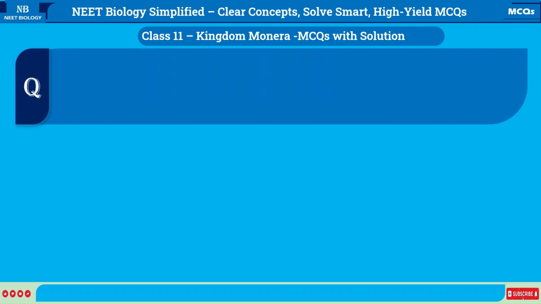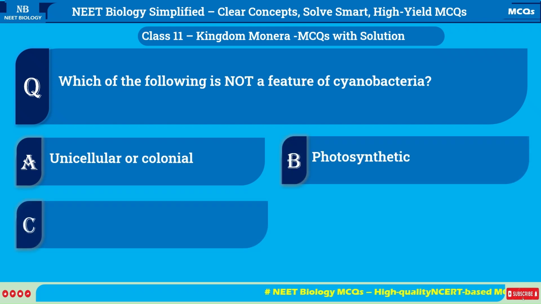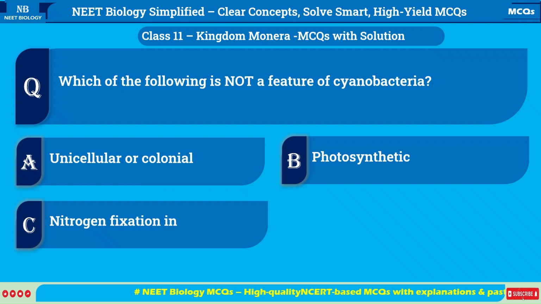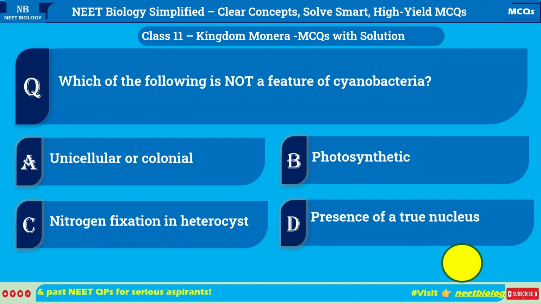Which of the following is not a feature of cyanobacteria? A. Unicellular or colonial. B. Photosynthetic. C. Nitrogen fixation in heterocyst. D. Presence of a true nucleus. Correct answer is D. Presence of a true nucleus.